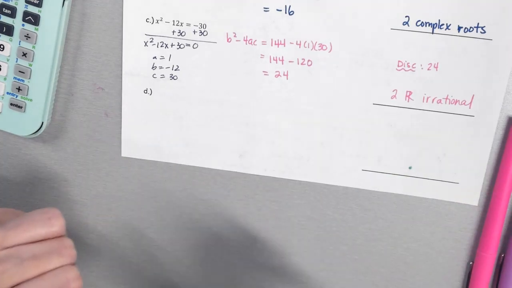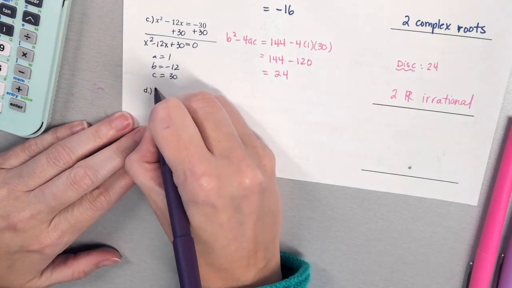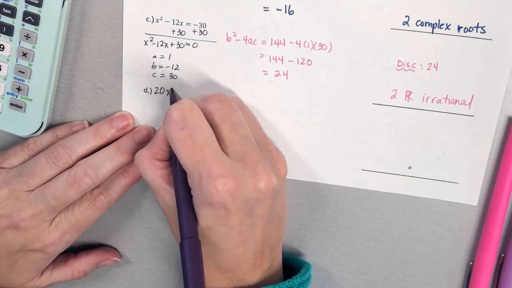So if it's not a perfect square, we're going to write 2 real irrational. Okay, and then I want you to do this one. This is another one that I think you can do without your calculator, okay?